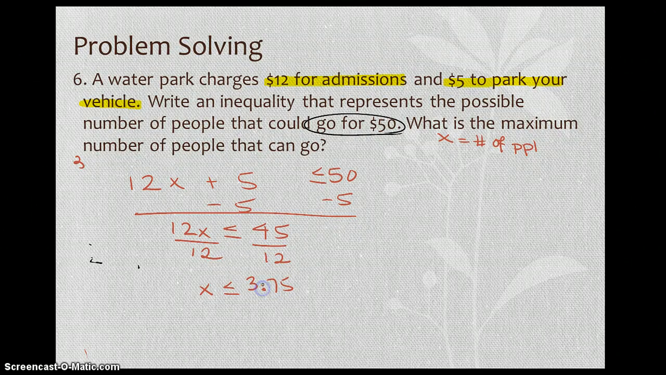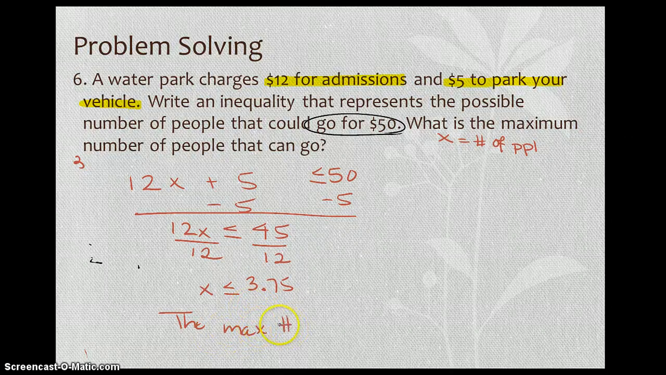3.75. Now, here's the thing. No matter how tall or short or big or large your friends might be, they're not going to charge you for 0.75 of a person. So I'm going to have to say that the maximum number of people is going to be 3. Because you can't round off to the highest person for that one. You can't go with 4 people because you won't have enough money.